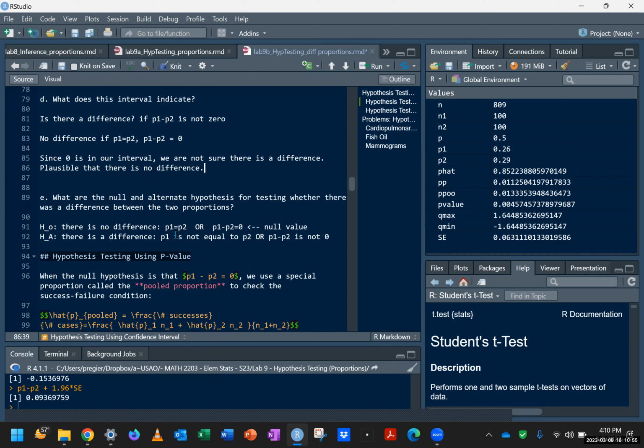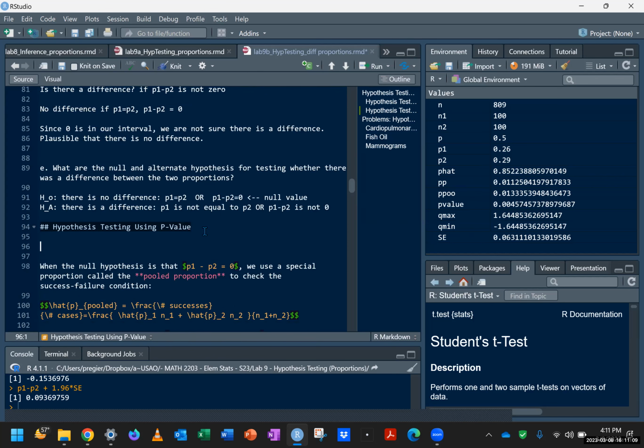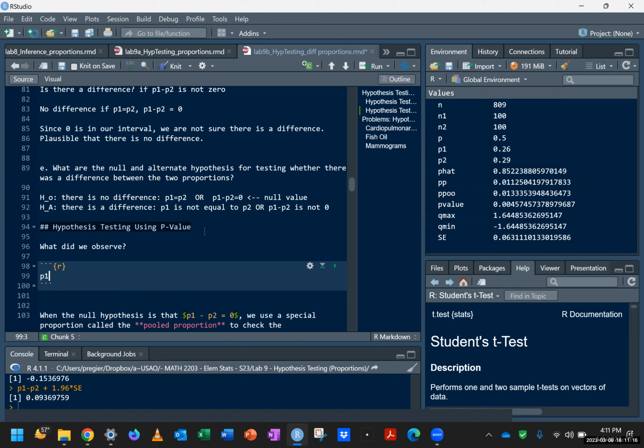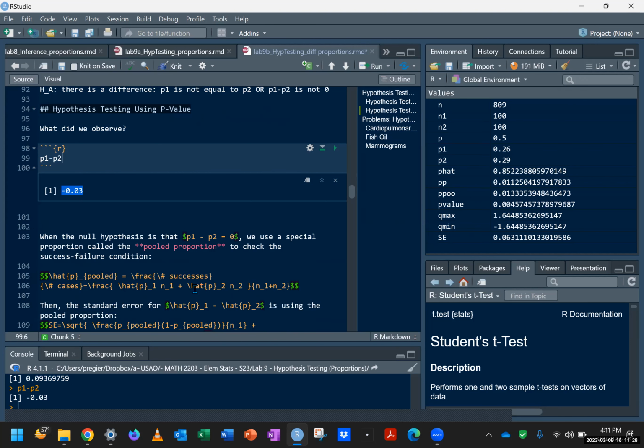Let's see if we can get the same thing using our hypothesis testing with a p-value. This is now where we construct what this distribution looks like and see what's the chance of getting something more extreme than what we observed. What was the difference? Let's just see, what do we observe? We observed a difference of P1 minus P2. We observed a 3% difference, right? So now we're going to say, is this significant? What's the chance of observing this difference given our sample?